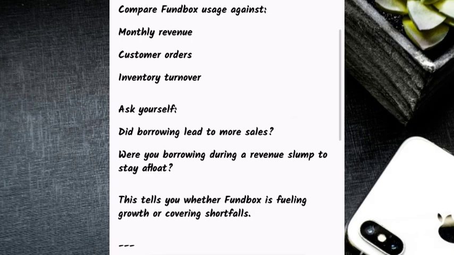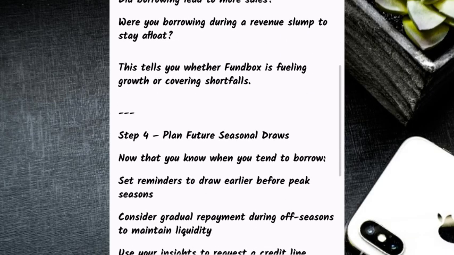Step 3 is to overlay with business metrics. Compare Fundbox usage against monthly revenues, customer orders, and inventory turnover. Ask yourself, did borrowing lead to more sales? Were you borrowing during a revenue slump to stay afloat? This tells you whether Fundbox is fueling growth or just covering shortfalls.